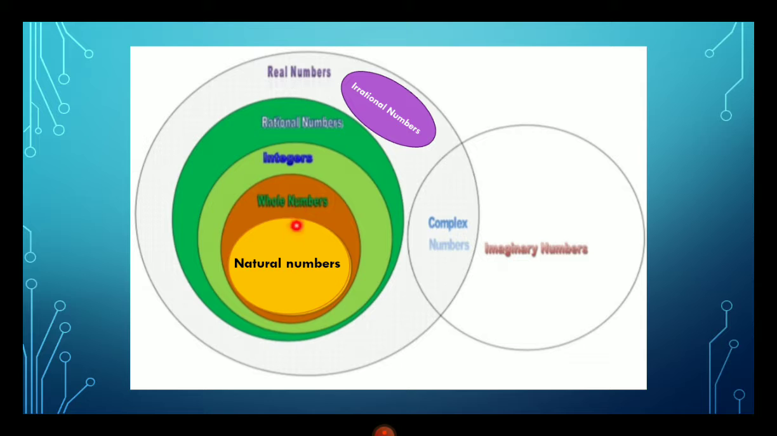But before that, see this Venn diagram. Natural numbers are part of whole numbers. Whole numbers and natural numbers are part of integers. Integers, whole numbers and natural numbers are part of rational numbers. And irrational numbers are a part of real numbers, although they do not fall in the group of rational numbers. And complex numbers are a mixture of real numbers and imaginary numbers. So let's look at each one of them in detail.